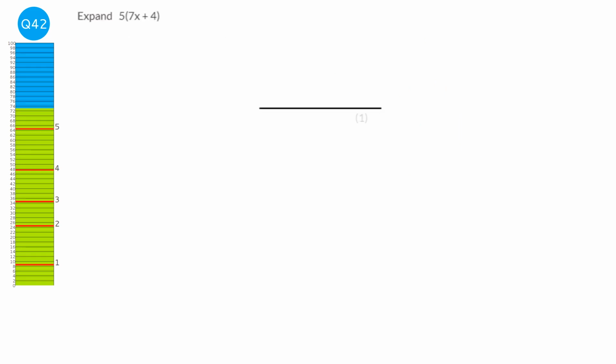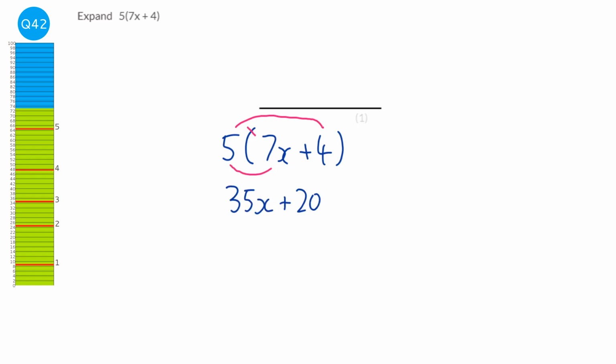I'm just going to write the question out a bit bigger, just so we've got more room. There are loads of different methods of expanding brackets. I'm going to do smiles and rainbows. So we just draw a smile and a rainbow, and I'll put a little line there to remind me to times it. So we do 5 times 7, which is 35, and it's 7x, so it's going to be 35x, and 5 times 4, which is 20. So our answer is 35x plus 20.